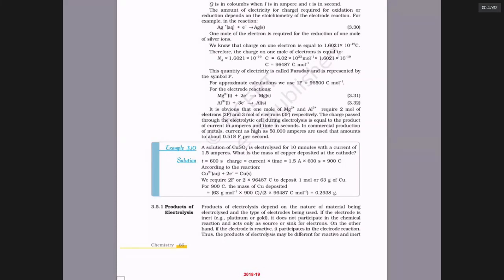Sir, what is the alpha degree of dissociation? Molar conductance at concentration C by molar conductance at infinite dilution. Look at this, sir.